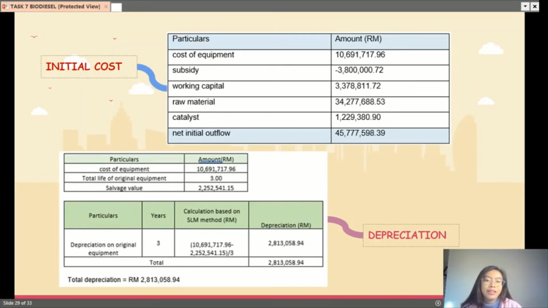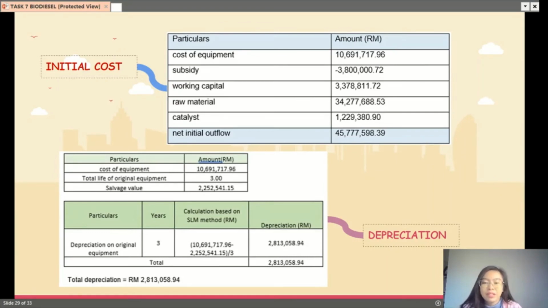In order to find the net initial outflow, we need to calculate the cost of equipment, which is the overall cost for equipment that is used in our plant, such as mixer, extrusion column, washer, and so on. And then the next one is the subsidy or the external income. And then the working capital, raw materials such as methanol and the catalyst that we used. Okay, so the overall net initial outflow in our plant is 45,777,598.39 cents.